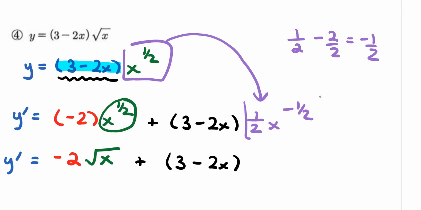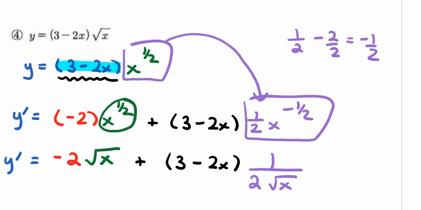And then this part right here in purple, let's write that as 1 over 2 root x. And once again, this 2 right here is that 2 right there, and this x to the power of negative 1/2 is this green part right there. And that should be your final answer for question number 4.